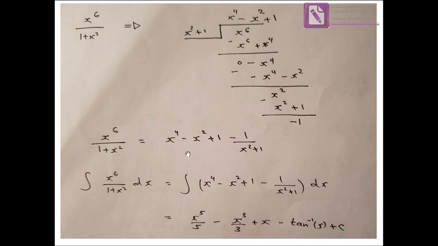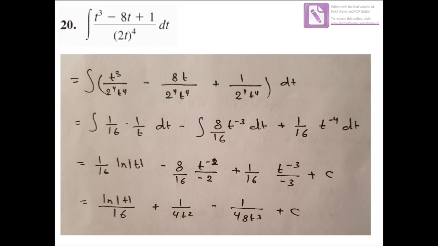So now we need to find the integration of this function. The integration of x^6 over 1 + x^2 dx will give us the integration of this function. The integration of x^4 will be x^5 over 5, minus the integration of x^2 will be x^3 over 3, plus the integration of 1 will be x, minus the integration of 1 over x^2 + 1. If you remember that the derivative of tan inverse is 1 over x^2 + 1, so the integration of 1 over x^2 + 1 will be tan inverse x. Then finally we add the constant c.